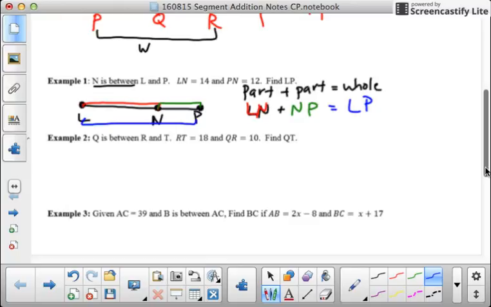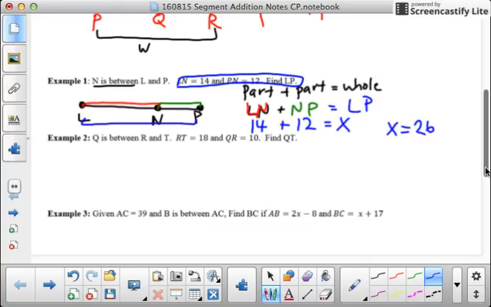Now I'm going to take my information and plug it in. LN is 14, so instead of writing LN, I put 14. Instead of writing NP, notice they tell me PN. All they've done is switch the order, not a big deal. They're telling me NP is 12, and they're saying find LP. So LP is going to be our X, we don't know what it is. Now I'm just going to add those. What's 14 plus 12? You got it, 26. I don't know if this is inches, centimeters, or what, but I do know that 14 plus 12 is 26.